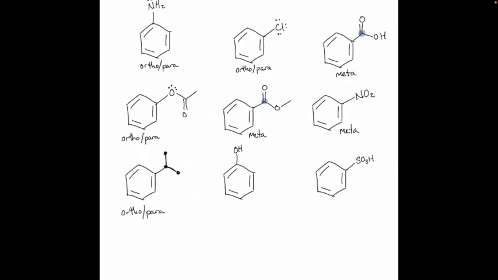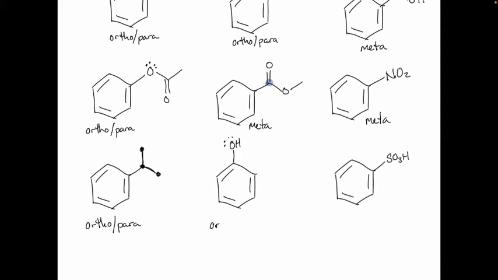All right, the OH group, ortho-para or meta? How many lone pairs are on that oxygen? 2, right? So 1, 2, so we got lone pairs located right next door to the ring, so this has to be ortho-para directing. All right, and just like our nitro group, we just got to know for this sulfonyl group that it is meta-directing.